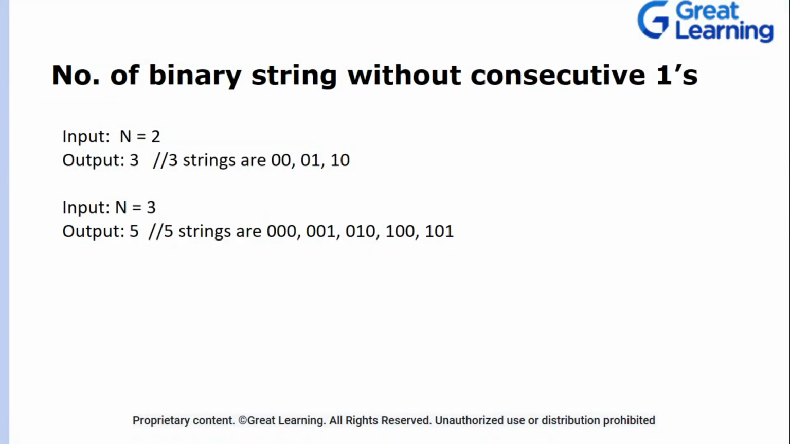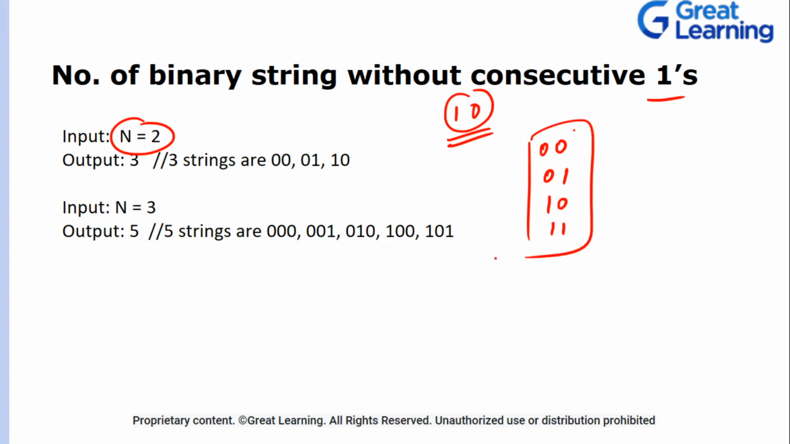Try to find out the number of binary strings without consecutive ones. Now you have this number over here, which is 2. That means there will be 2 digits, so you will be having a binary string. You can either have 0 or you can have 1. The number of digits is 2, so you can have 0 0, 0 1, 1 0, or 1 1. So these are the 4 possible combinations, correct?